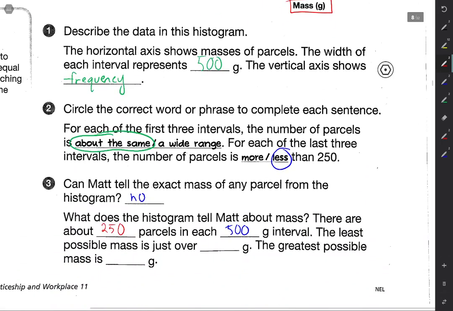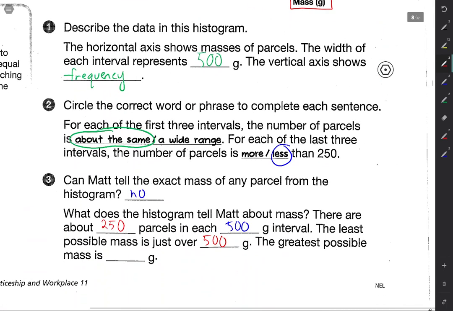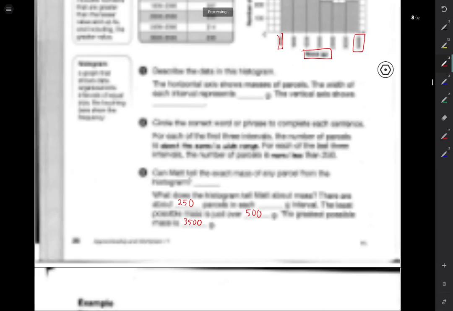So the least possible mass is just over 500 grams. Again, let's go look at our graph to see the greatest possible mass. So the greatest mass that we have on our graph is 3,500. Let's put in here 3,500 grams. And now let's move on to the next page.